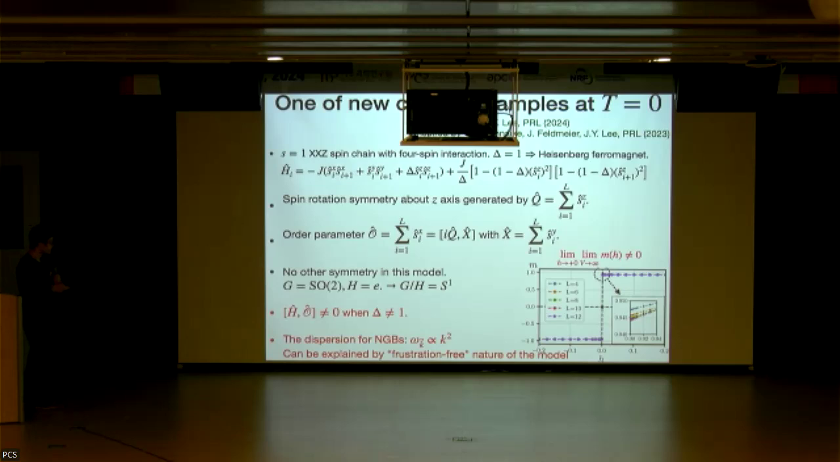And the dispersion for the Nambu-Goldstone boson turns out to be still quadratic, which couldn't be explained by the previous counting formula I just explained to you. And this will be explained by the frustration-free nature of this model later in this talk. Okay. Any question about this model? Good. Yep.